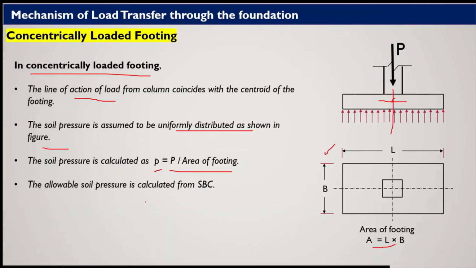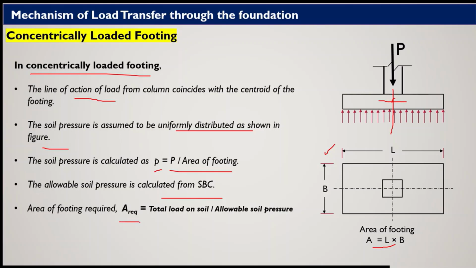And the allowable soil pressure we can calculate from the value of safe bearing capacity. That means whatever the safe bearing capacity of the soil is, from that, by applying some partial safety factor, we can find the allowable bearing capacity of the soil for this footing. Now, the area of footing required, we can calculate how much area of the base of the footing is required. That will be the ratio of the total load on soil divided by the allowable soil pressure, that is, the allowable bearing capacity of the soil.